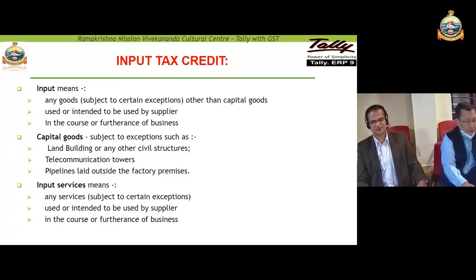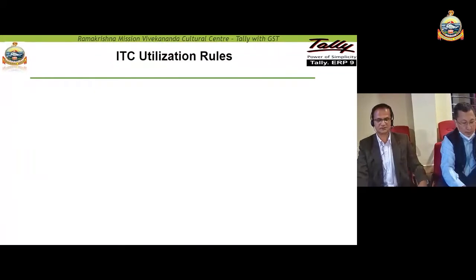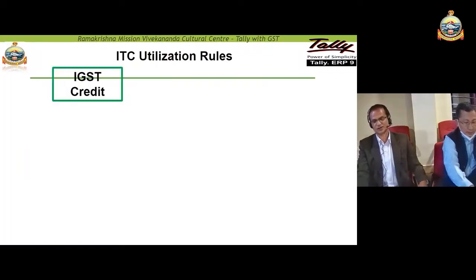An input service means any services other than supply of goods. Supply of goods is one thing, and another thing is supply of services. Any services, subject to certain exceptions, used or intended to be used by the supplier in the course of furtherance of business. Supposing some services are required, even transport services, if it is for the purpose of furtherance of business, then only this is available. Otherwise, if it is not used for furtherance of business, then it is not allowed.